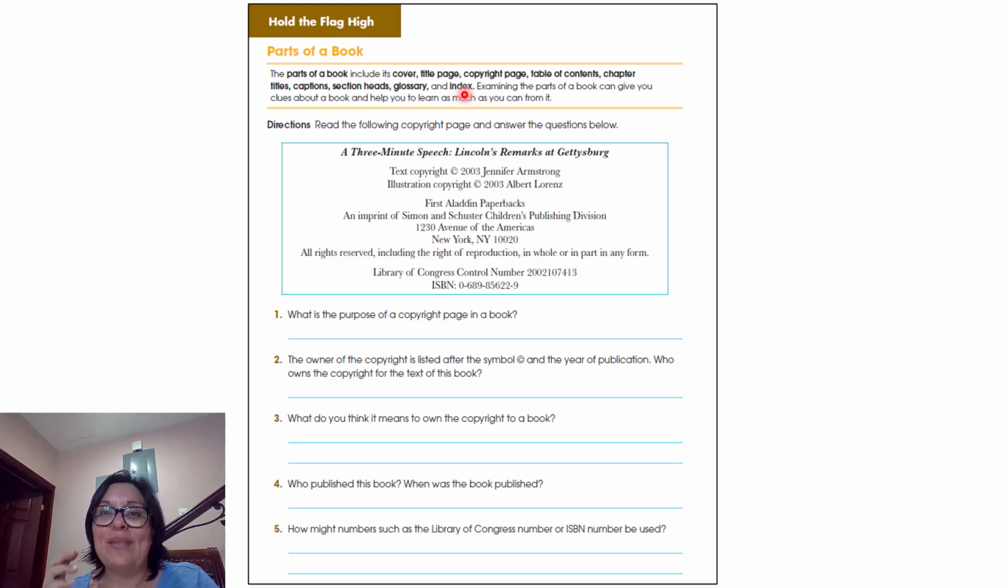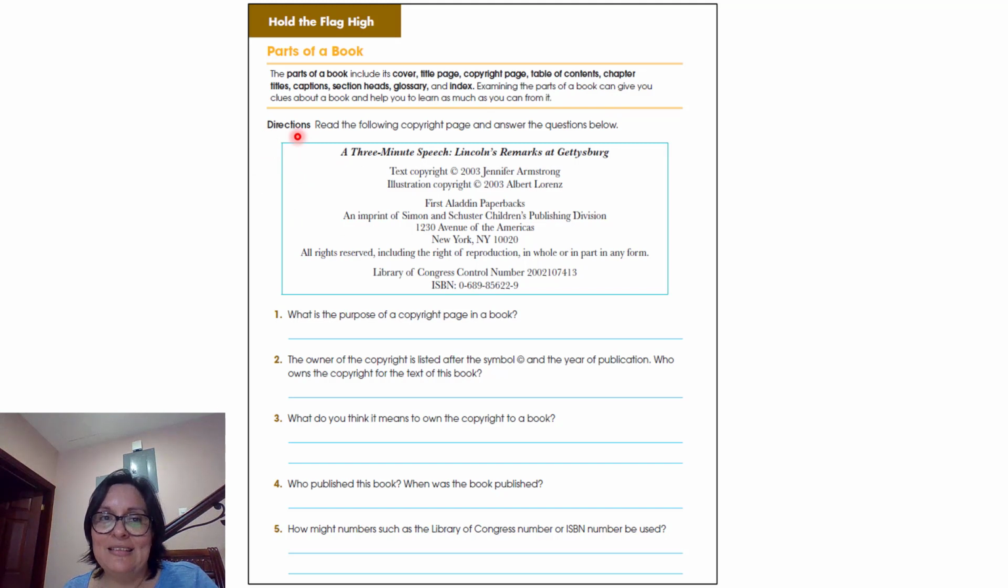So when we analyze or examine the parts of a book, that information can give you clues about a book and help you to learn as much as you can from the book that you're going to read.